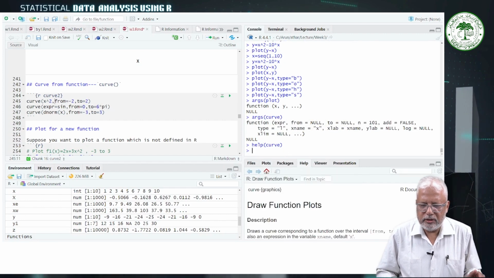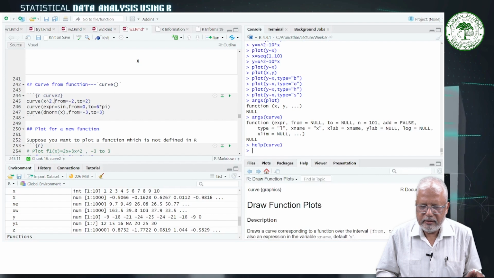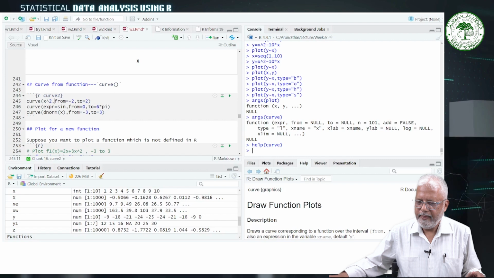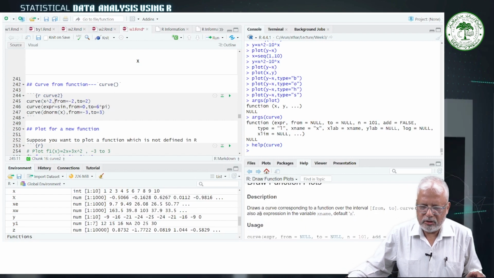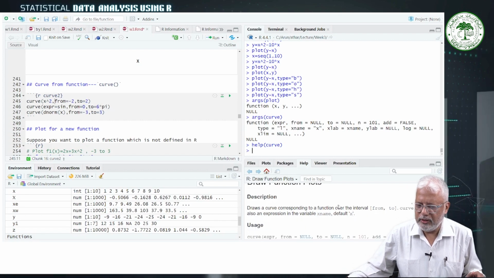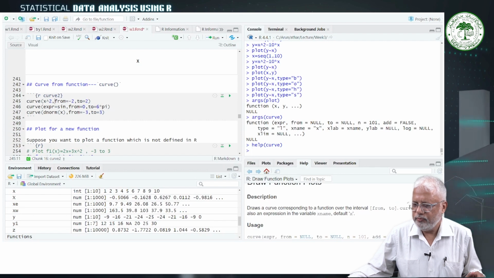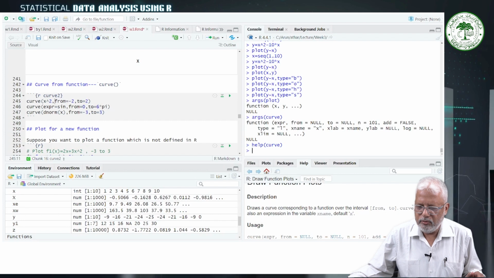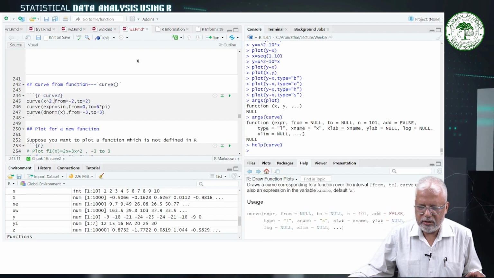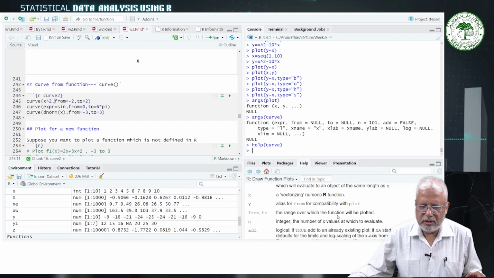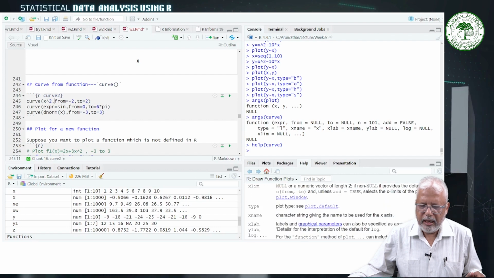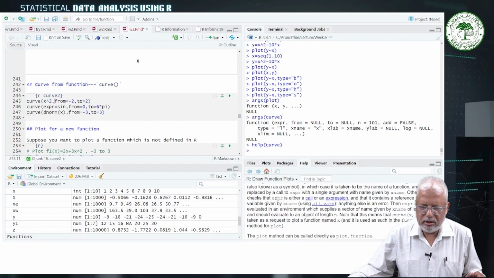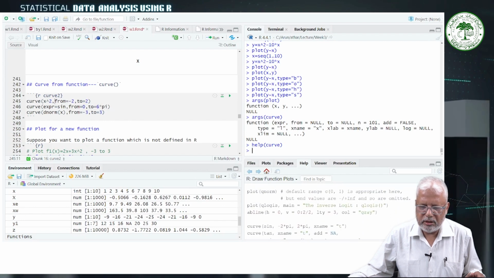So where is it located? Curve is a function of the graphics package, and it draws a curve corresponding to a function over the interval from to. Curve can also plot an expression in the variable xname, default x. So these are the arguments, xlim, ylim, and these are the details, and these are certain examples.